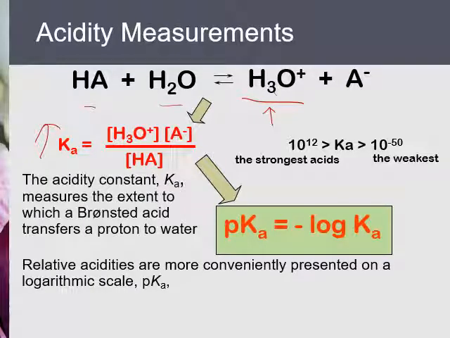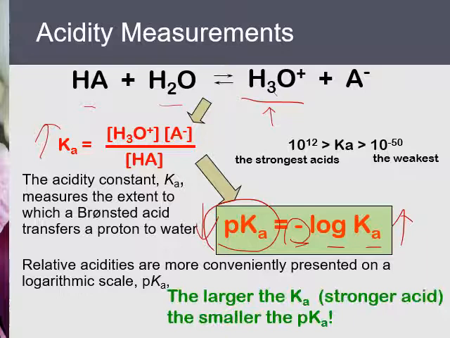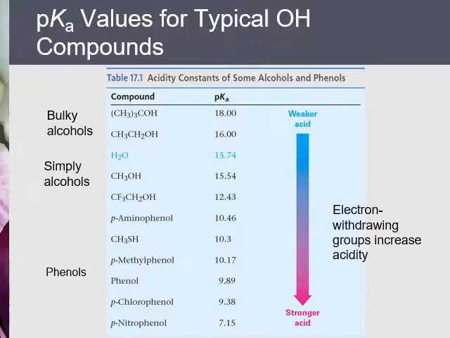Now, pKa is defined as negative log Ka. Because you have a negative sign, a larger Ka means a smaller pKa, and therefore, the smaller the pKa, the stronger the acid. This table shows acidity constants for some alcohols and phenols. In general, phenols have smaller pKa than alcohols, and therefore phenols are stronger acids.